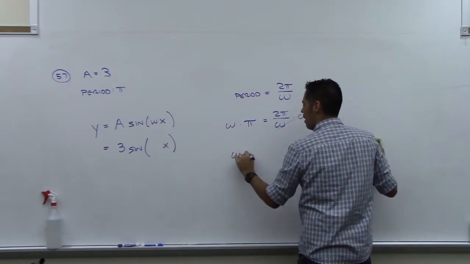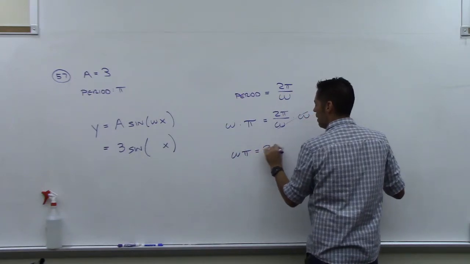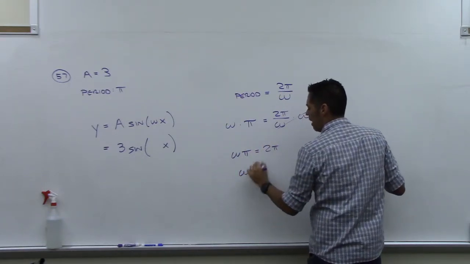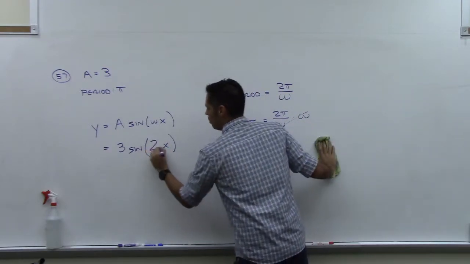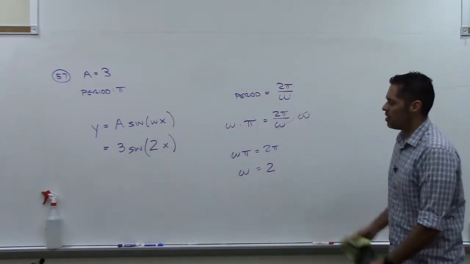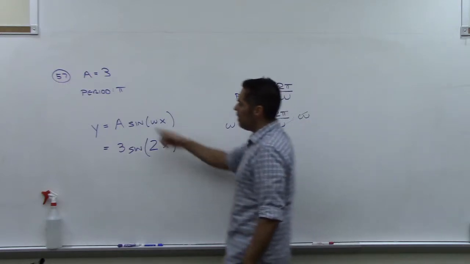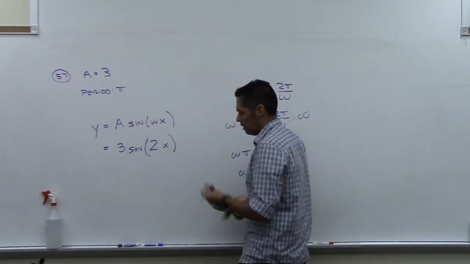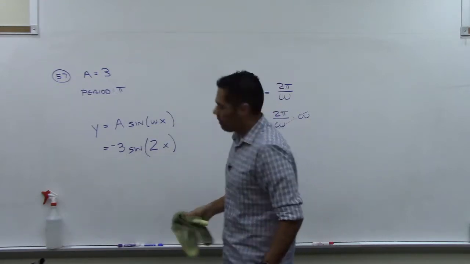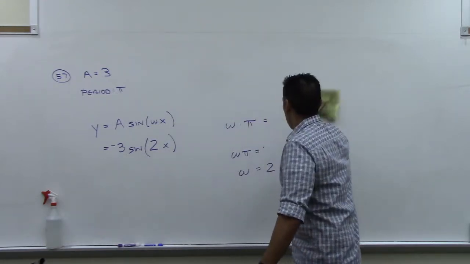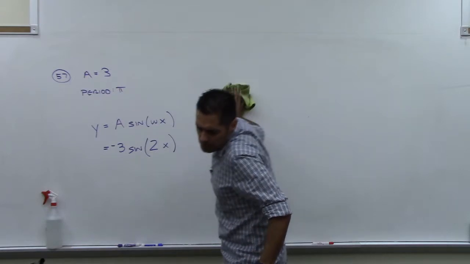Then I have omega pi equals 2 pi. Then I divide both sides by pi, and I get omega must be 2. So that means this has to be a 2. That will give you a sine curve that has a period of pi and has an amplitude of 3. And like I said, you could make that a negative 3, and that would be a correct answer still. Okay, number 57 we just did.